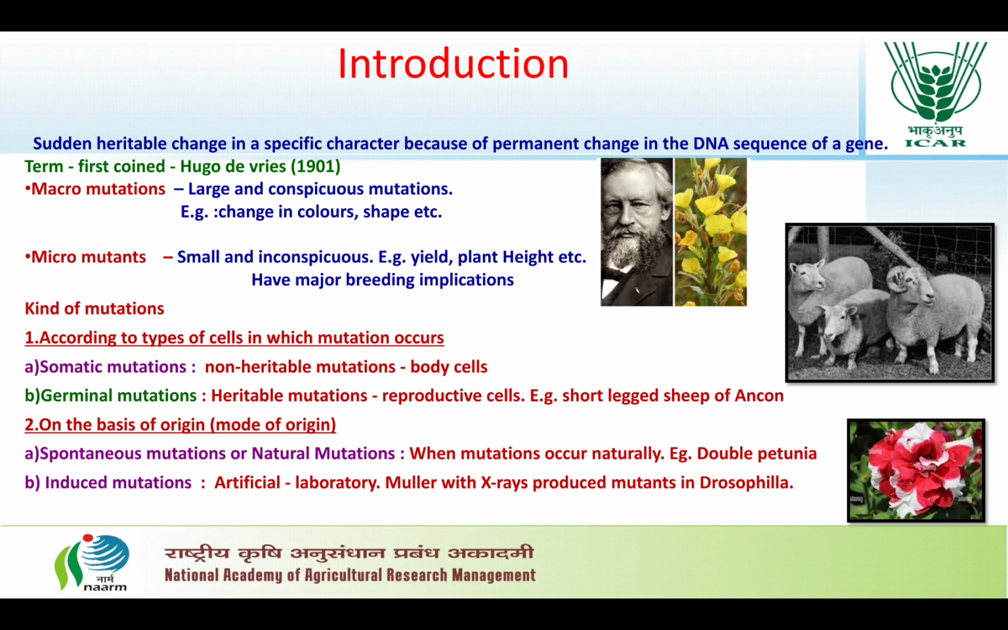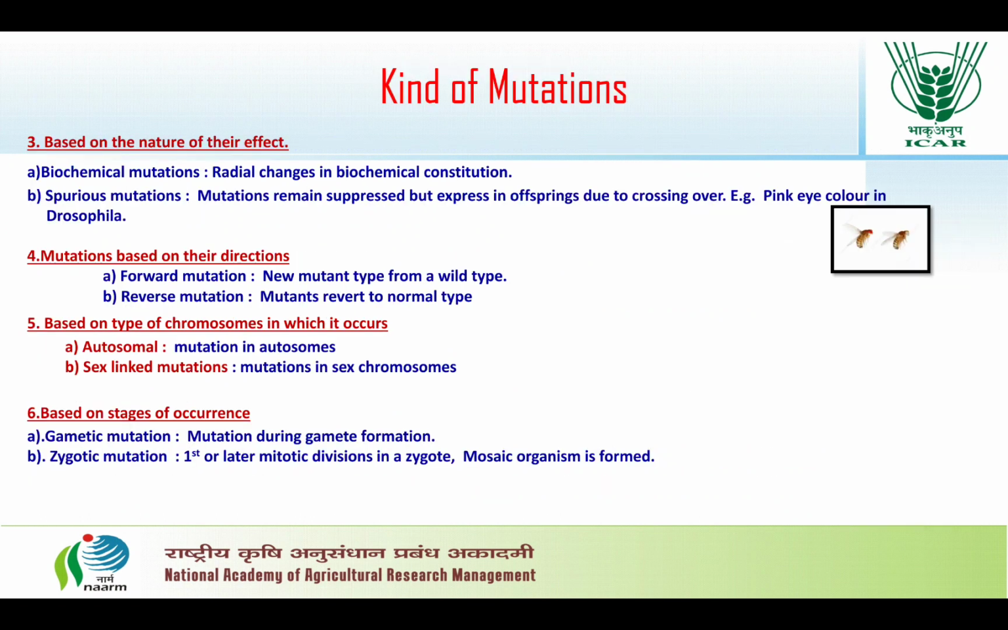So what are the different kinds of mutations? There are many kinds. According to the types of cells in which mutation occurs, there are two different types, that is somatic mutations and germinal mutations. Somatic mutations are non-heritable mutations, that is in body cells. Germinal mutations are heritable mutations, that is in reproductive cells. For example, the short-legged sheep of Ancon. The next kind is on the basis of origin, that is the mode of origin: spontaneous, that is natural mutations that occur naturally, for example in the Petunia plant, and induced mutations, which arise artificially, specifically by mutagens.